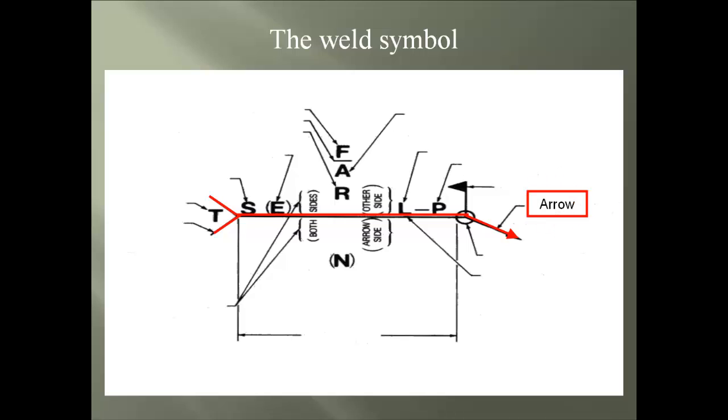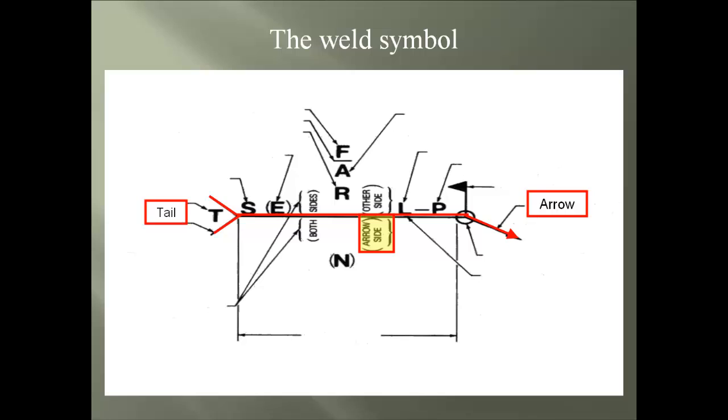The arrow will point to the workpiece that will be welded, and the tail is where special notes or instructions will be placed if the notations do not satisfy the information that is needed to be passed on.